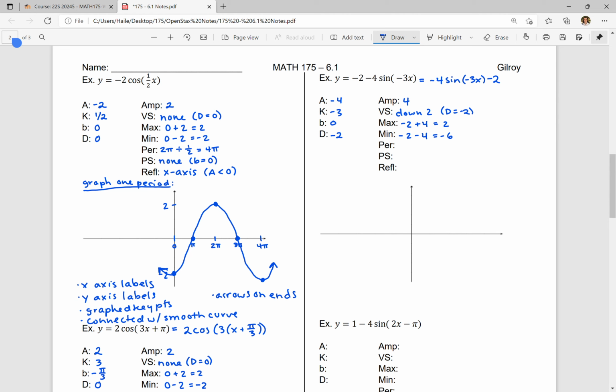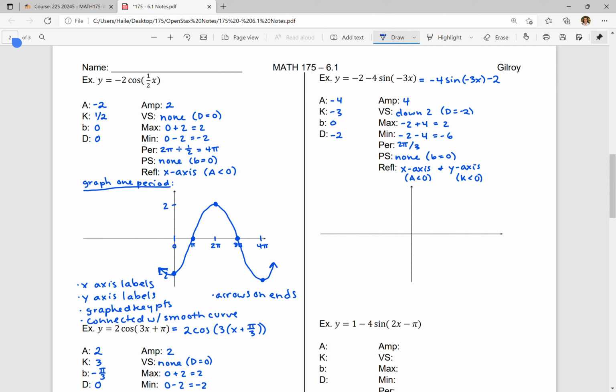For the period, we start with our initial 2 pi and we divide by the positive value of k. So our period is 2 pi over 3, just like the previous example. Our phase shift, we do not have one because b is 0. And then finally, our reflections, we have an x-axis and a y-axis. So x-axis is because a is negative, and y-axis is because k is negative. So we do have 2 reflections.